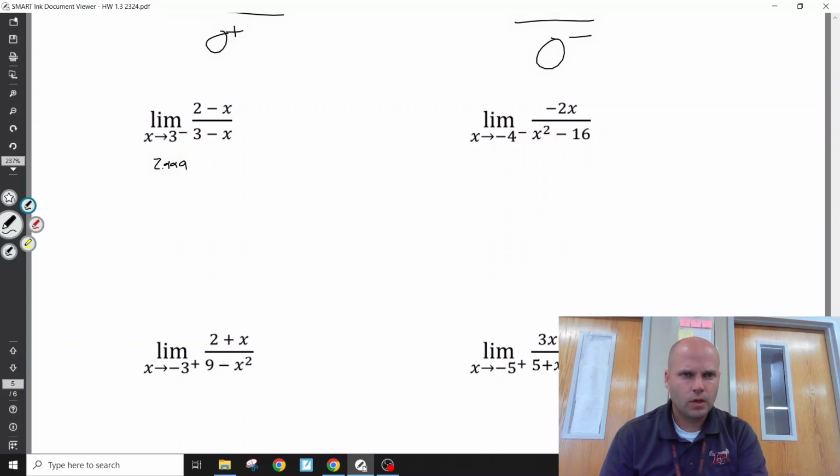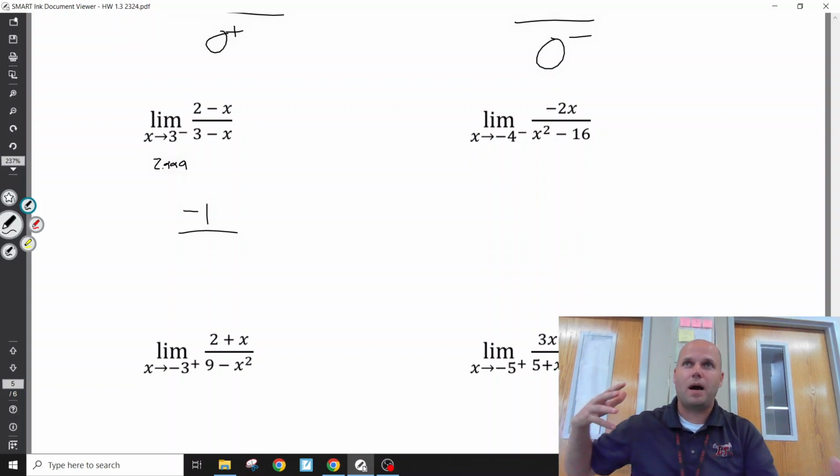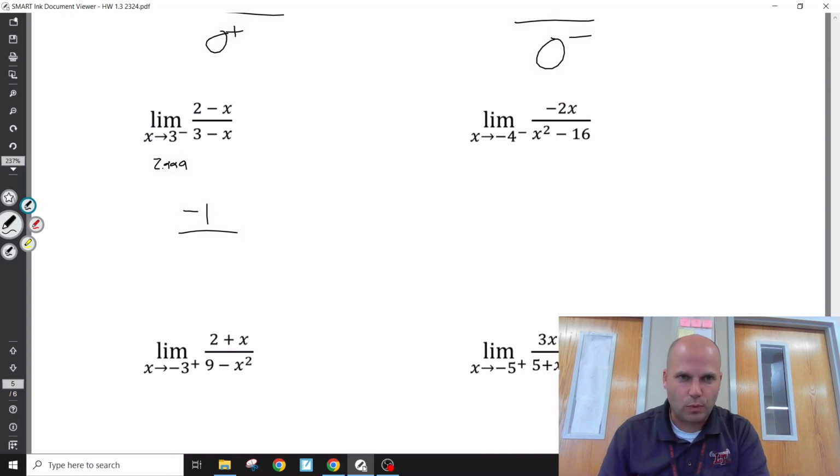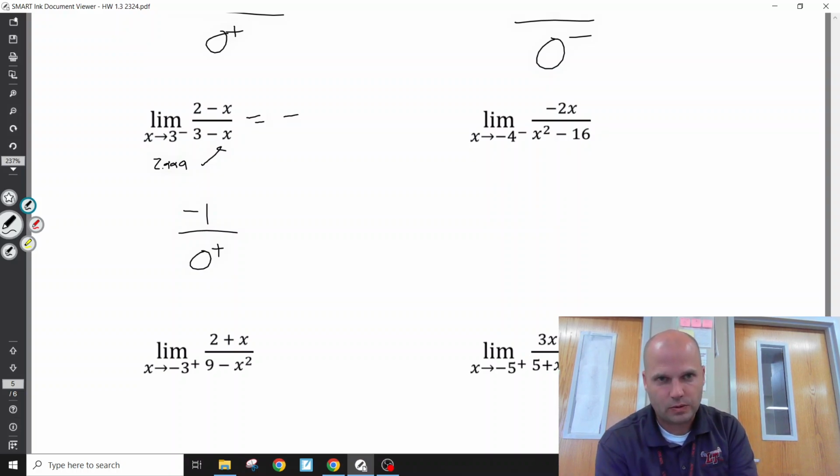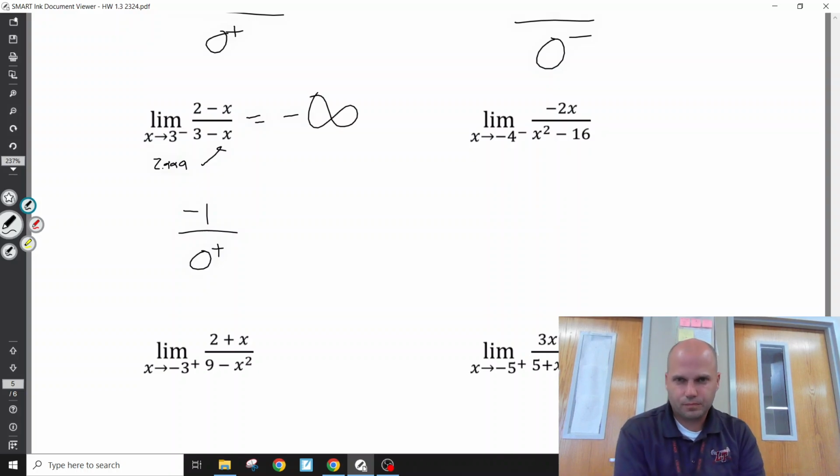2.999. Well, 2 minus 2.999 is going to be close to -1. Now, is it plus or minus? I don't care. It's still negative. It's 2.9999 subtracted from 3. That is going to be close to 0 and positive. That's really important. That's what I pay attention to. That's why I get negative infinity.